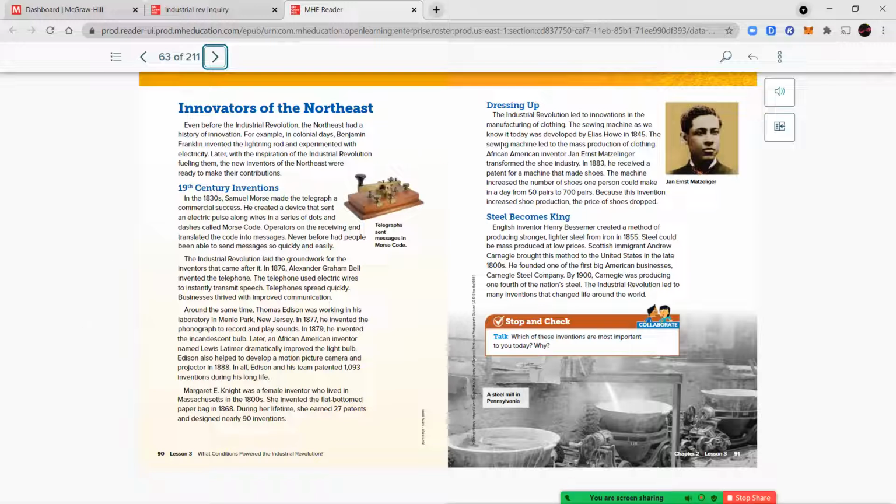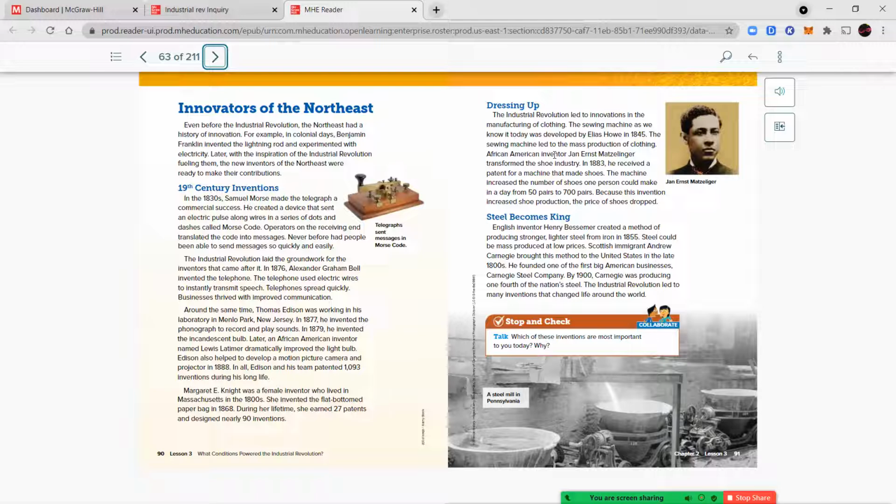The Industrial Revolution led to innovations in manufacturing and clothing. The sewing machine, as we know it today, was developed by Elias Howe in 1845. The sewing machine led to the mass production of clothing.